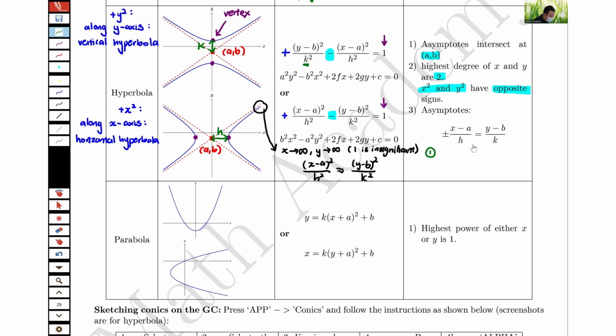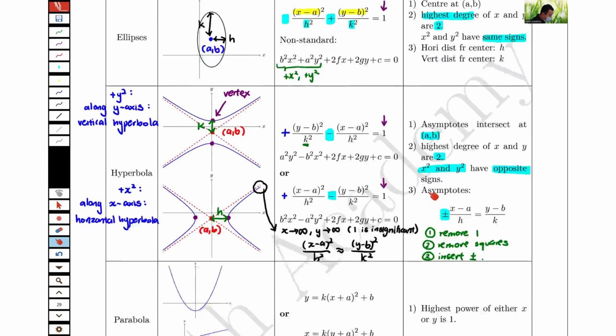Practically, I'm going to do it this way. We will think of it as you remove the 1. So the value 1 is gone. Number 2, remove squares. And number 3, insert a plus minus. When I put the plus minus, usually we put it on the side with x. And the reason is because we will be making y the subject. Your equations or graphs are always with y the subject.